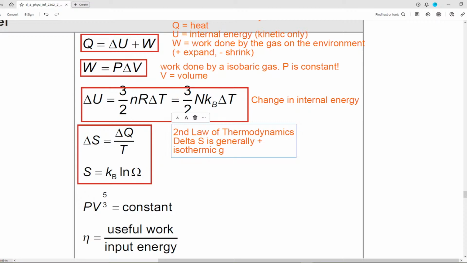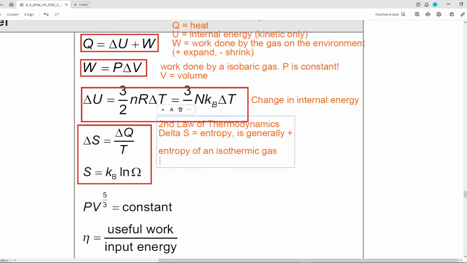So the first one is the entropy of an isothermic gas. The formula speaks for itself. Delta S is entropy, generally positive, not always, so do not say it's positive. Negative is possible. The first one is the entropy of an isothermic gas, while the second one is how to actually calculate the change in entropy.